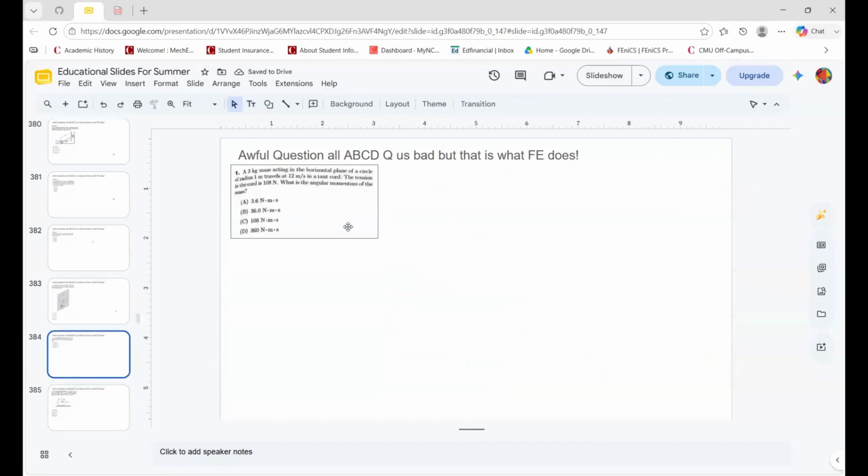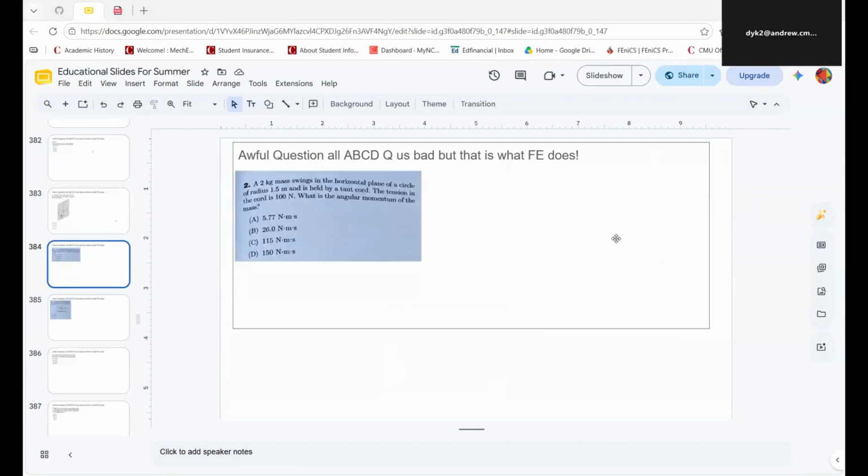With that said, we move on to the next question. All right, we start over here. A 2 kilogram mass swings in a horizontal plane in a circle of radius 1.5, held by a taut cord. The tension in the cord is 100 newtons. What is the angular momentum of the mass?